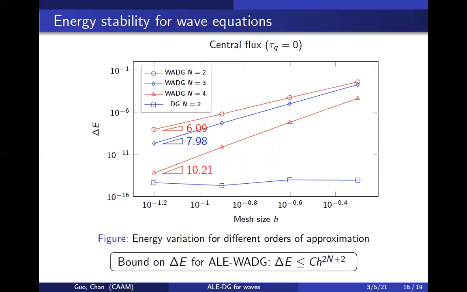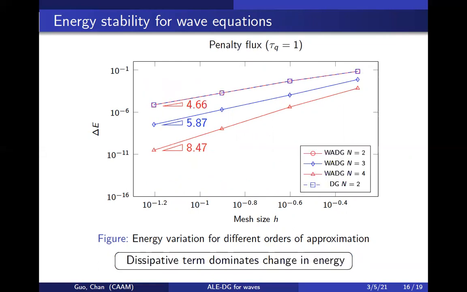For the wave equation, in the first experiment, we choose the central flux by setting the penalty parameter to be 0. We again obtain similar convergence behavior as constant solutions. But if we switch to the dissipative penalty flux, then we can see that the convergence using standard DG is very similar to that using weight-adjusted DG, which implies that the dissipative term will dominate the change in energy due to the weight-adjusted approximation in the upper bound.